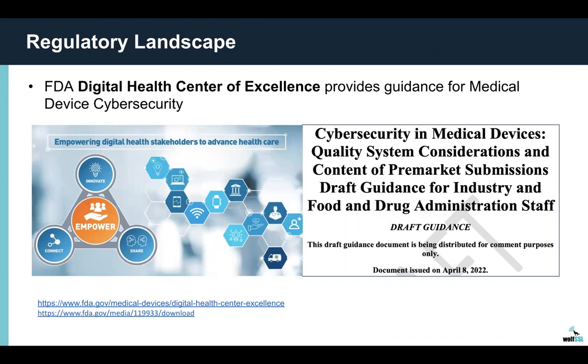If we look at the regulatory landscape for medical devices, the FDA does have their Digital Health Center of Excellence, which provides some guidance for medical device cybersecurity. One of the drafts that we'll be quoting a couple slides throughout our presentation today is this draft guidance that was fairly recent. It was issued just on April 8th of this year.